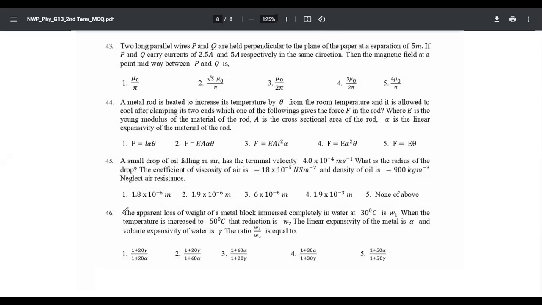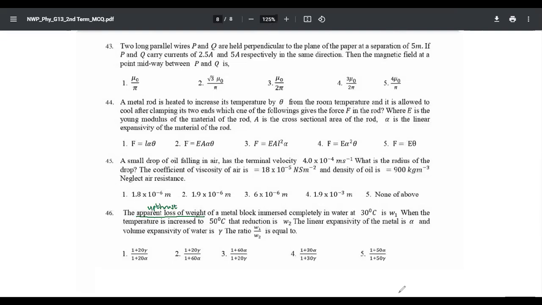Next, let's go to 46. Question number 46. The apparent loss of weight of a metal block immersed completely in water at 30 degrees Celsius is W1. Apparent loss of weight. What is the meaning of that, people? Tell me one word for that. Call it upthrust, right? Upthrust.